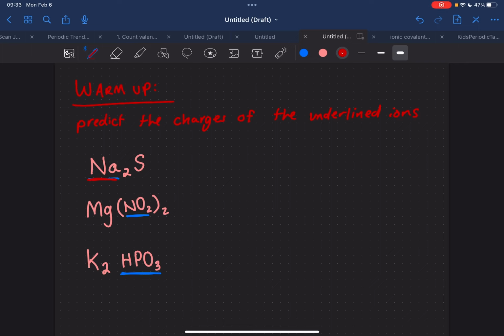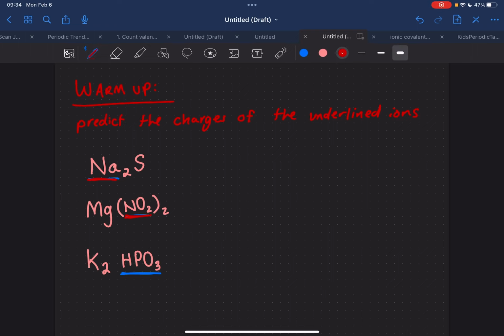The second ion I need you to predict the charge of is NO2. Now, NO2 might not be an ion that you've seen before. This is a polyatomic ion, closely related to NO3 1-. Remember this from our polyatomic ion video. We've seen this one a bunch of times, nitrate. This is not nitrate, but it is nitrite. But you don't need to know that in order to predict the charge of that ion. You don't need to know the name of it.